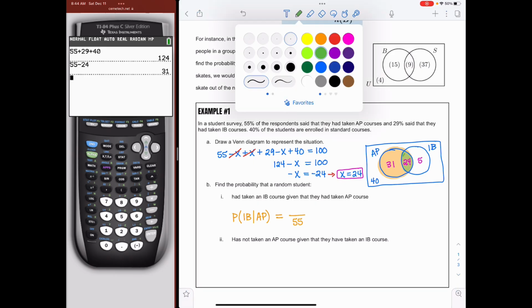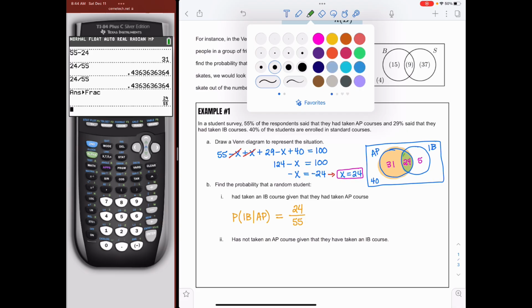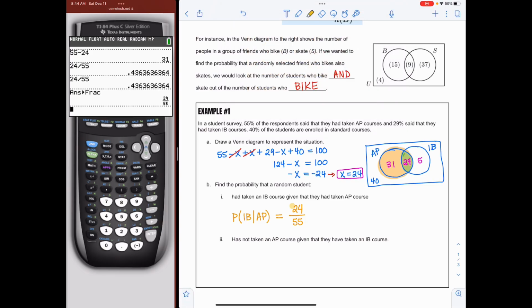So that's going to be 24 out of 55%. So if I know I have 24 out of 55, just to make sure it reduces, we still get 24 out of 55, okay? So if that is the case, then that is my probability. And if you want to, you can write it as a decimal, you can write it as a percentage. It does not matter, all right?